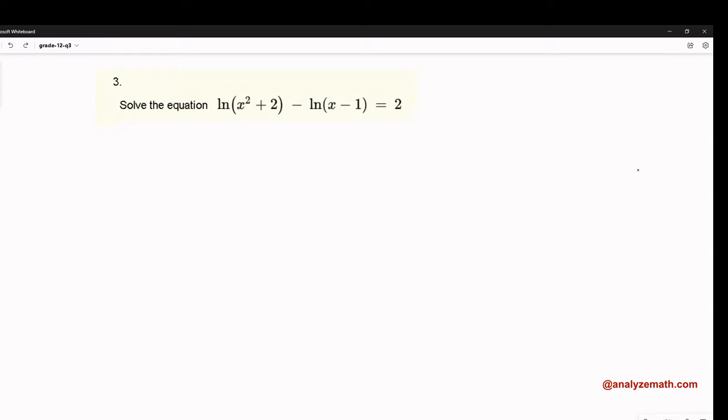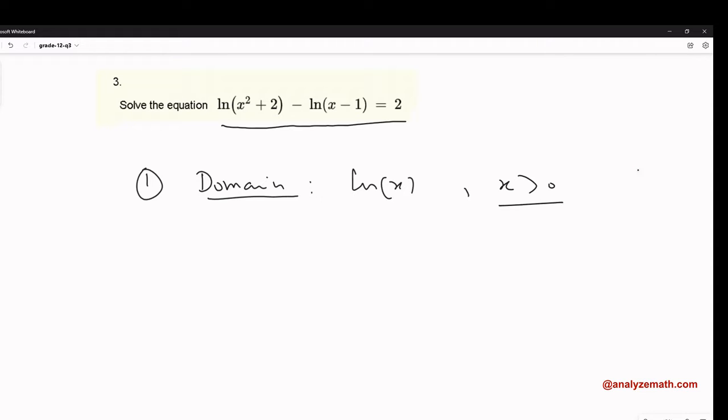In this video, we are going to solve the equation ln(x² + 2) − ln(x − 1) = 2. Now, the first thing when you solve an equation that has a logarithm is to define the domain of any logarithmic expression in the equation. For the function ln x, x must be bigger than 0. So let's start with the first one.